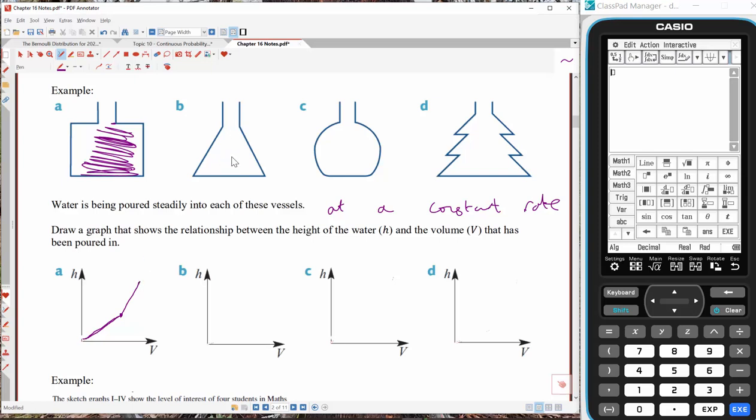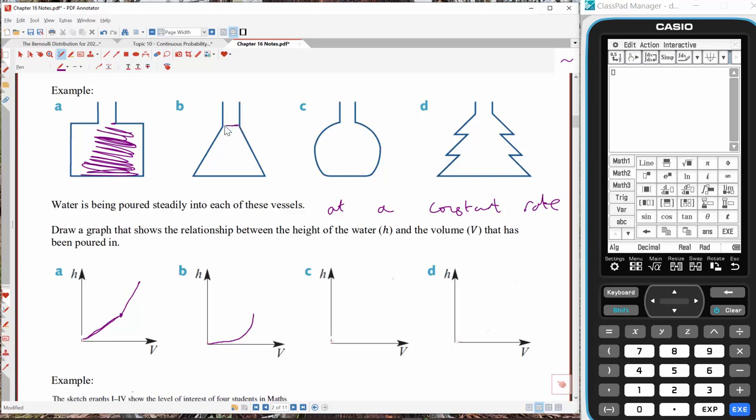All right, let's have a look at this one here. The height is not going to change as quickly down the bottom here, because there's a lot of space here, but as it gets bigger and bigger, the rate of change of height with respect to the volume of water in the jug is going to increase. It's going to get faster and faster. So the way we denote that is we say that it's slow at first and then starts to get faster.